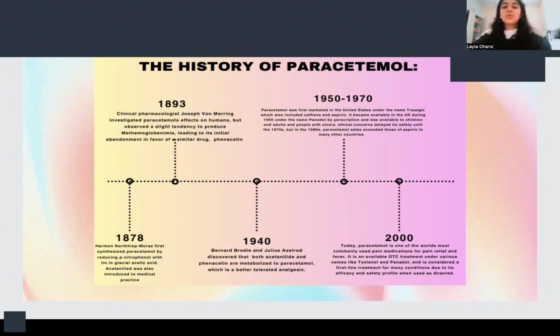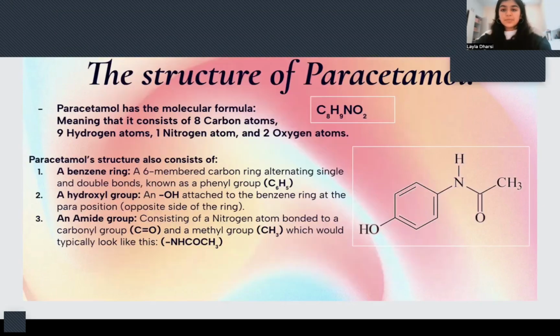Today, paracetamol is one of the world's most commonly used medications for pain relief and fever. It is considered a first-line treatment for many conditions due to its efficiency and safety profile when used as directed.